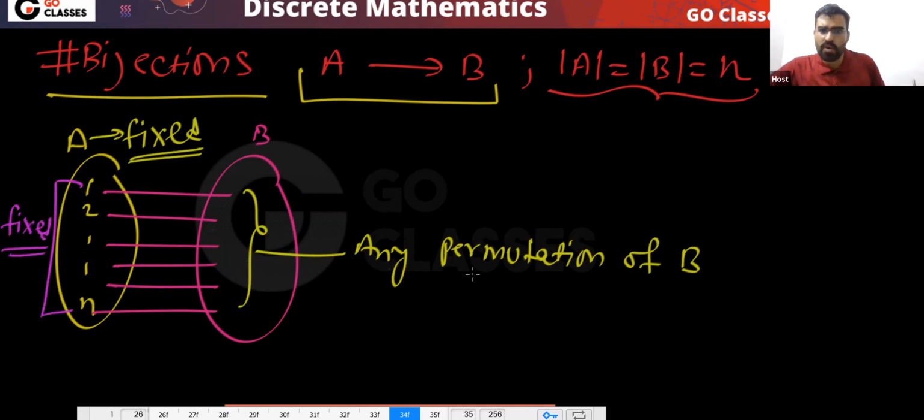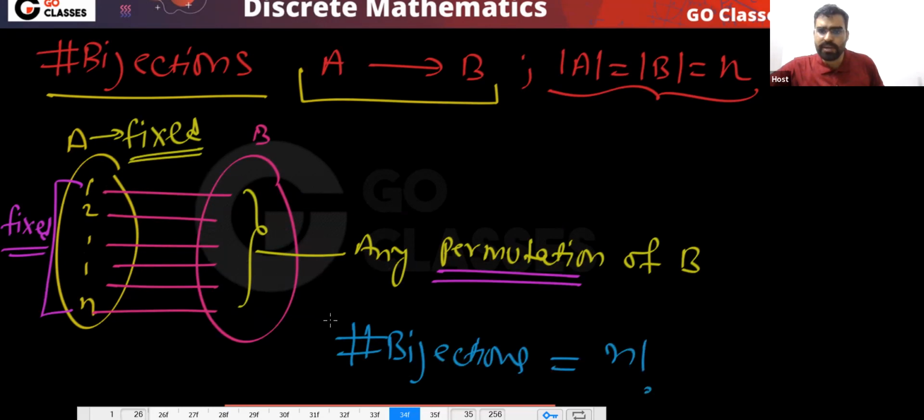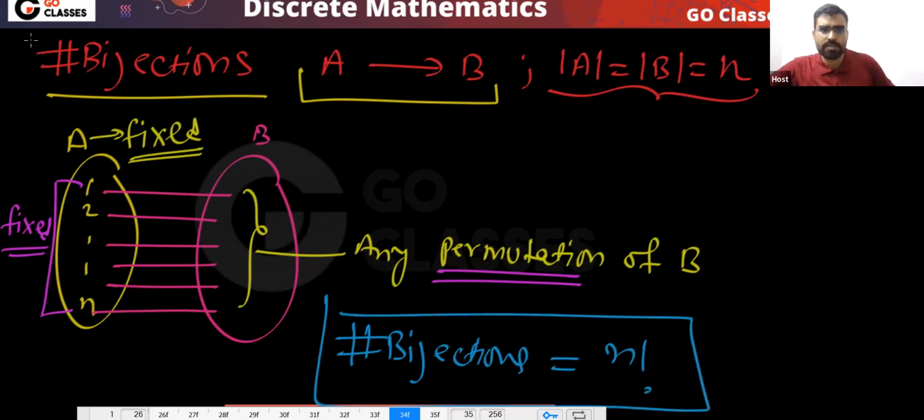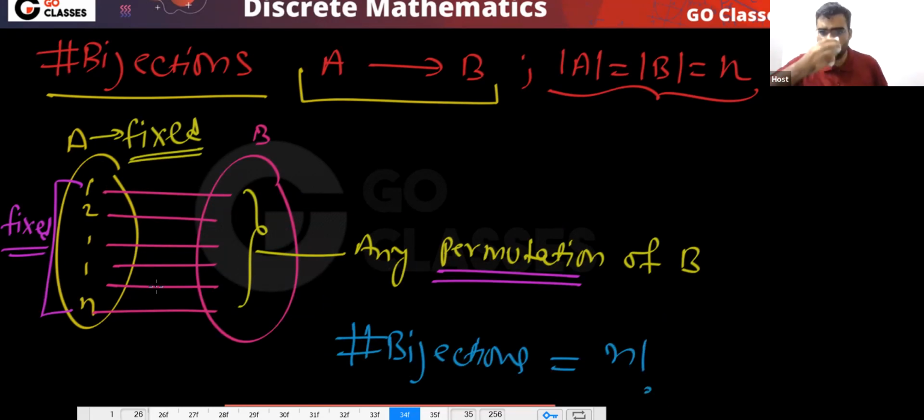Now what can I do? Now I can put permutations of B here, and these are, so finally I will get bijections. So how many bijections are possible? Number of bijections, what will that be? The number of bijections will be n factorial. These many bijections will be there. Very simple.